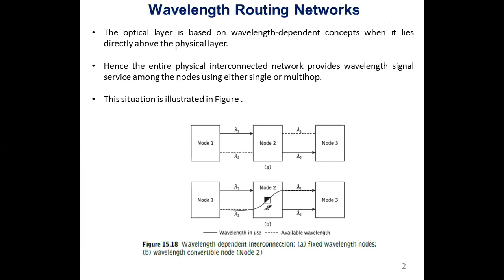So we already know from previous discussion that the optical layer is based on wavelength dependent concepts, and this will lie just above the physical layer. The physical layer is the one that we can see, whereas the optical layer is virtual, we cannot see. So the entire physical interconnected network will provide wavelength signal service, and this can be done using single hop or multi hop, and that has been shown in the diagram.